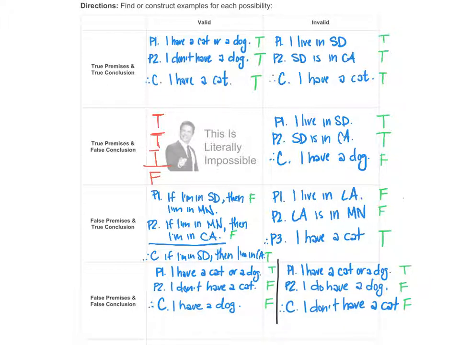But this case where all of the premises are true and the conclusion is false, that can never happen. And let's think of that in terms of our definition. So definition 1 says, if all of the premises are true, then the conclusion has to be true, because the one thing that can never happen is this.